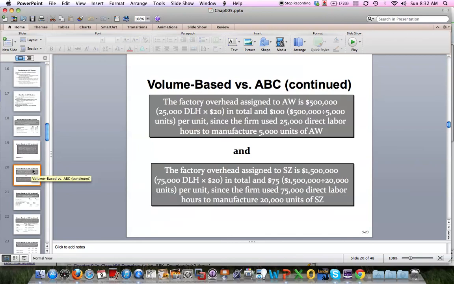So therefore, factory overhead assigned to AW is $500,000: 25,000 direct labor hours times $20 is $500,000, and $500,000 divided by 5,000 units gets us to $100 per unit. So the firm used 25,000 direct labor hours and manufactured 5,000 units of AW. Factory overhead assigned to SZ is $1,500,000, 75,000 hours times $20 in total, and $75 per unit. The firm used 75,000 direct labor hours to manufacture 20,000 units of SZ.